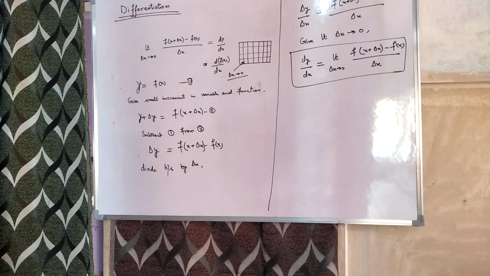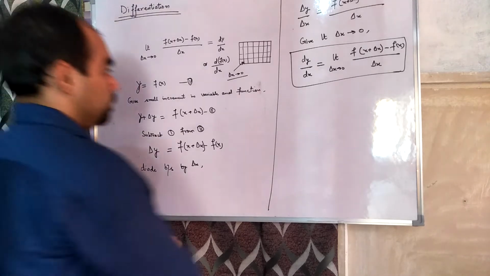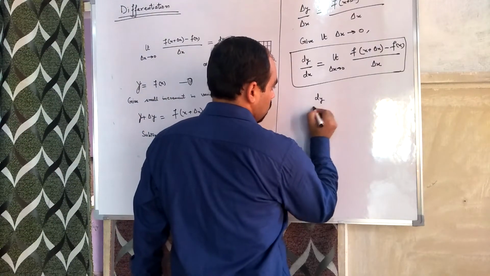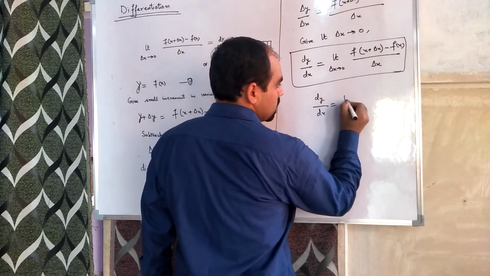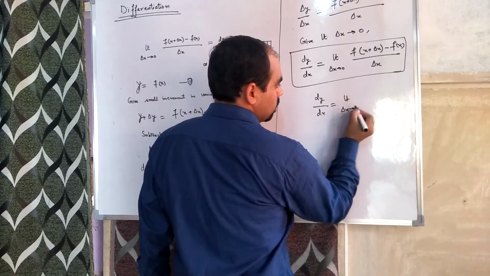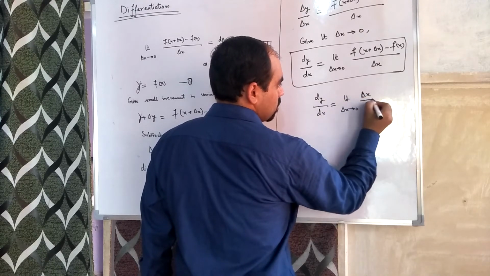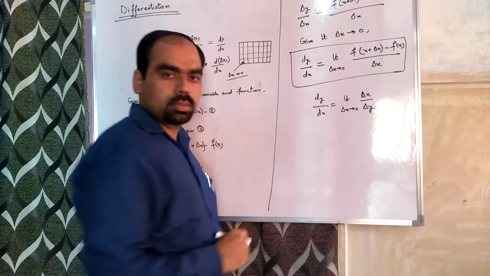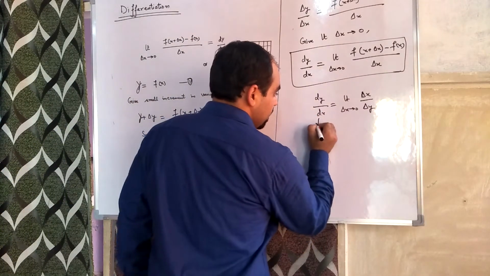Now look at one thing. This dy by dx, this is actually what? This is limit delta x approaching 0 of delta y upon delta x. So this is what? This is an instantaneous value.